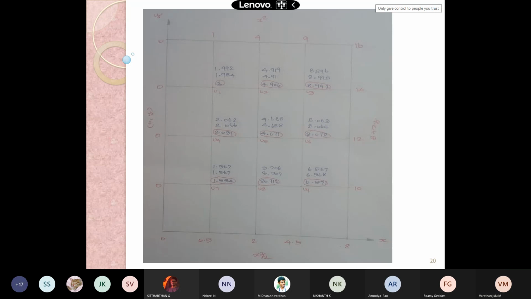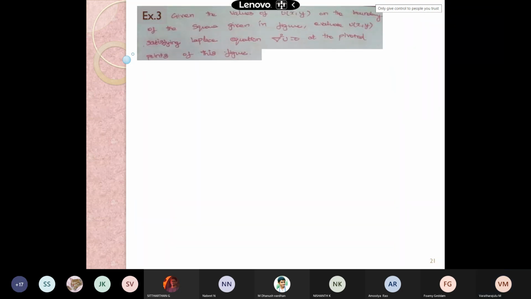But during examination, during presentation, at least you write, you disseminate the content with the 0th and the first iteration. The rest of the iterations you can calculate with this table. This is for your practice.